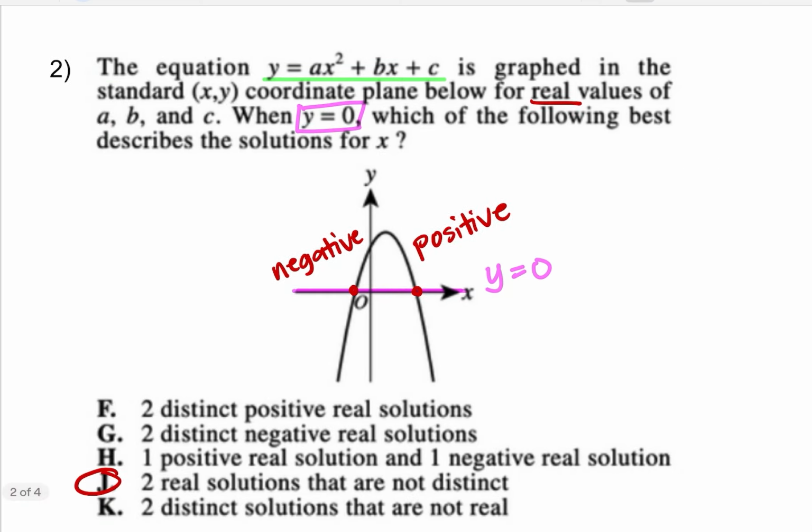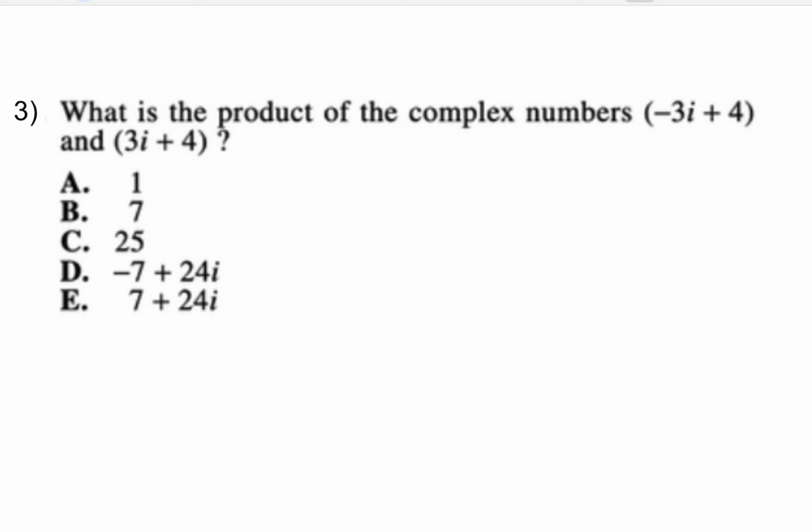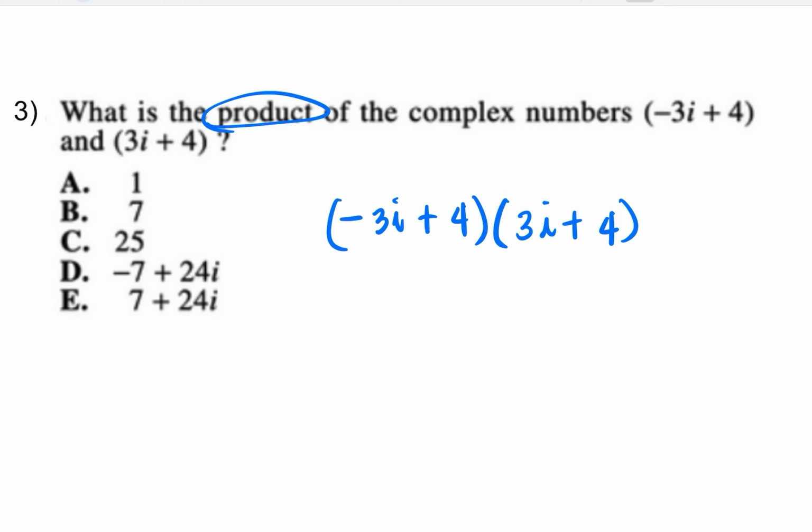Let's try another problem. What is the product of the complex numbers negative 3i plus 4 times 3i plus 4? Okay, so we're multiplying because we say product, that means multiplication. There are multiple ways to multiply binomials. You can use the box method, distributive, or FOIL. So there are 3 methods.